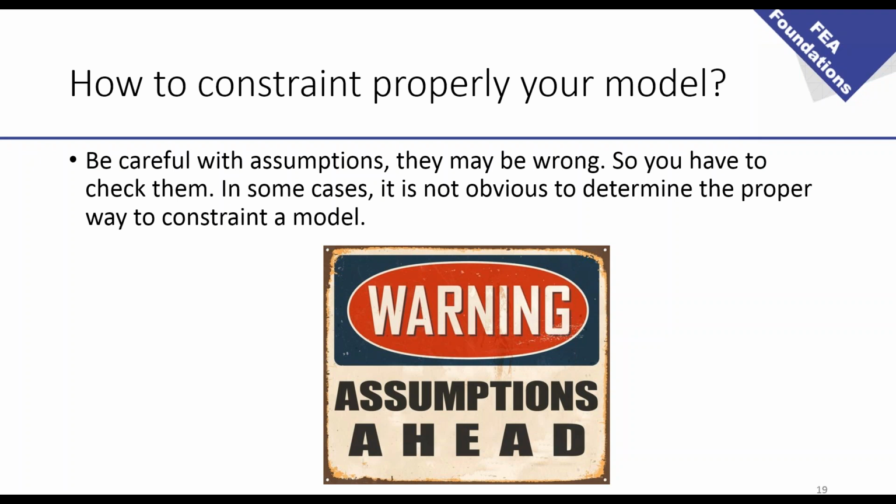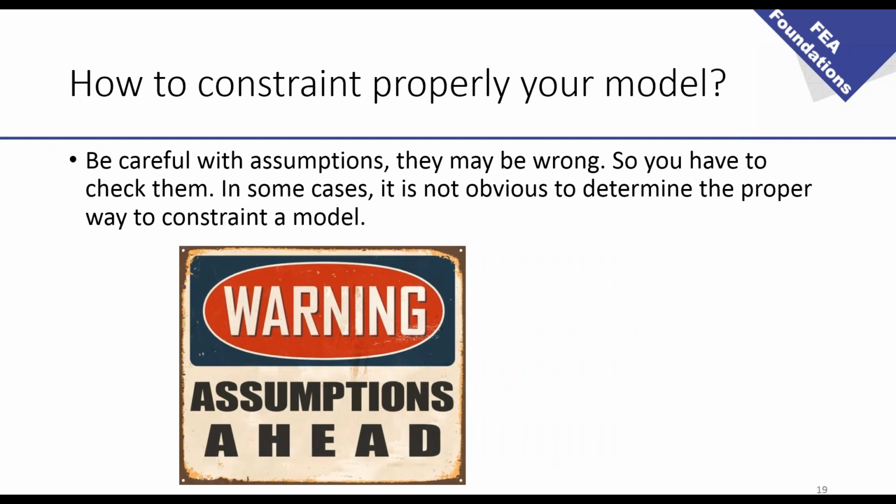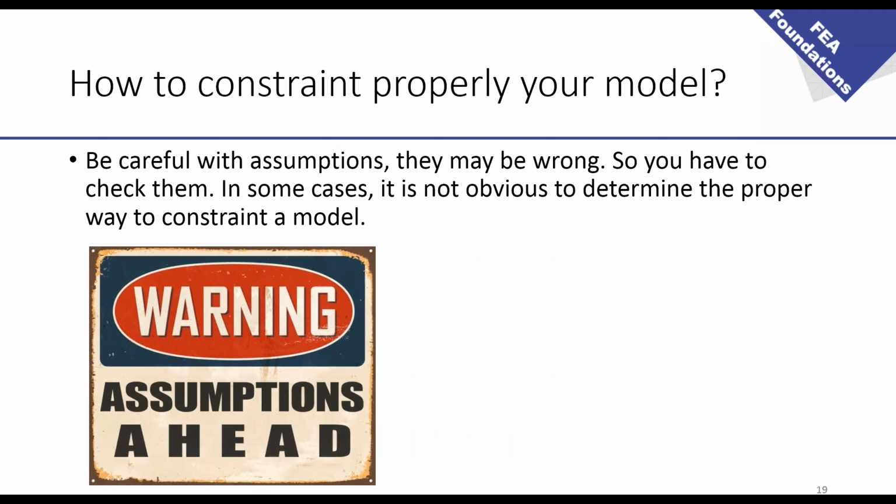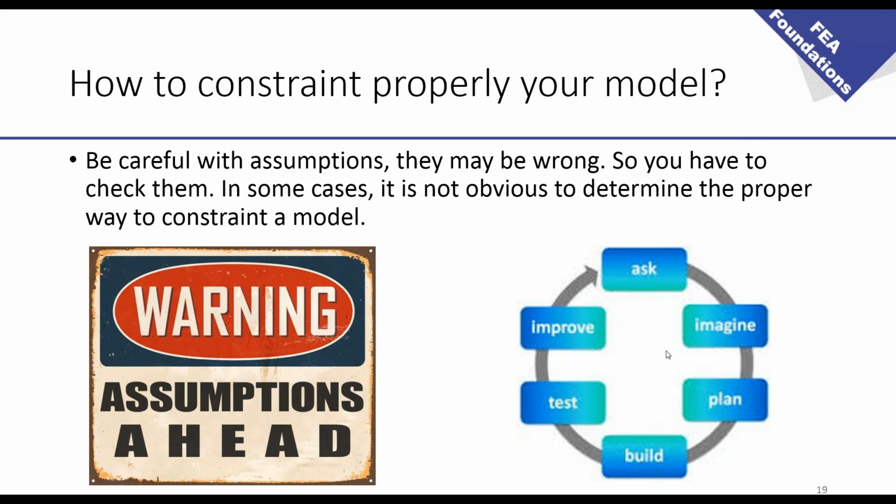In some cases it's obvious, but in other cases it's not. So you have to do some trial and error. Basically this is what I call the improvement circle. You have to imagine how it should be constrained, plan how you should constrain it, then do the test, and if it's not satisfactory you have to improve, and do that over and over again until you get something that works. That's how real engineers work.